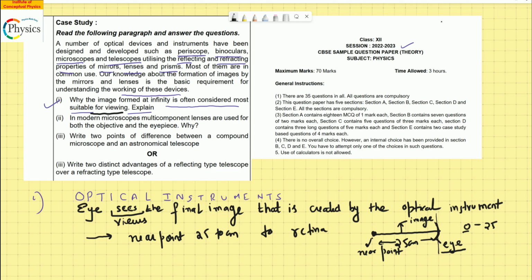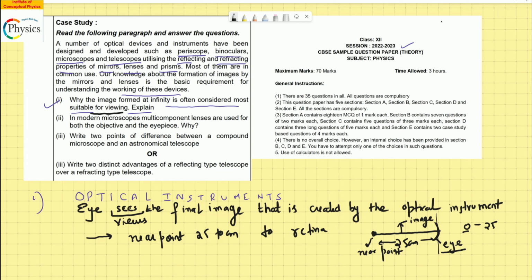If you're a young person, like 12 years, 13 years, you may be able to focus. But how long can you focus, right? It's very strenuous to see an image which is very close to your eye. So you can do this at your home. You bring your newspaper very close to your eye. Try and focus. After some time, your eyes will get strained and tired, right?